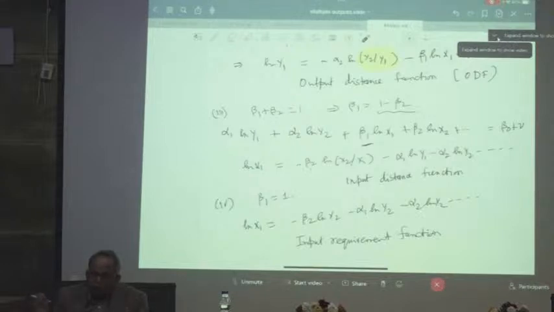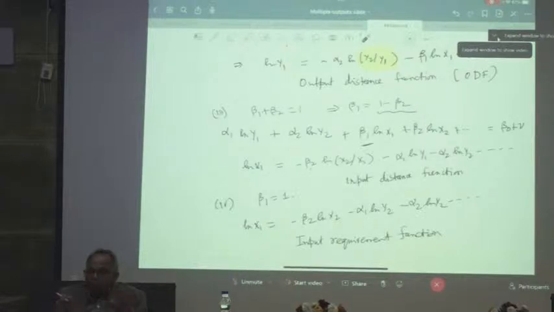So there are some clear cases where to use input distance function or output distance function. But the main point is, again, you have to use one of the x's or one of the y's on the left hand side, and the variables on the right hand side have to be expressed in the ratio form. Okay. Any question?